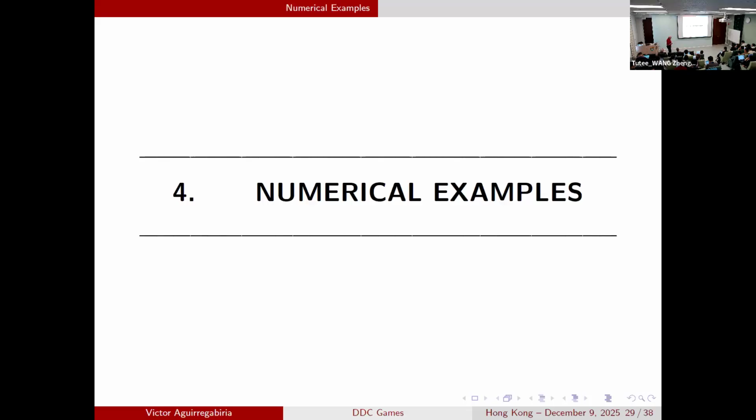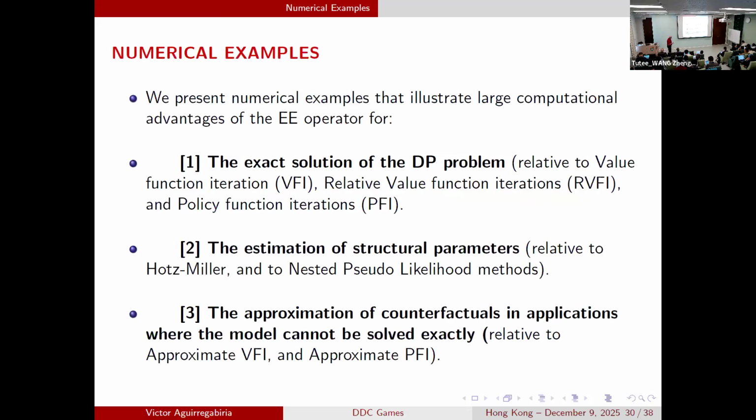Numerical examples. Let me present some numerical examples illustrating the computational advantages of this method.